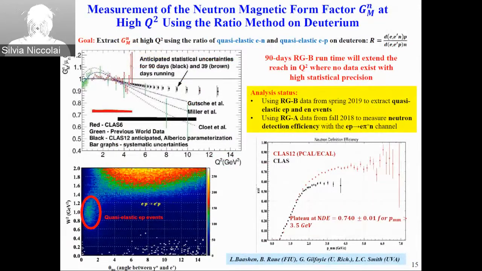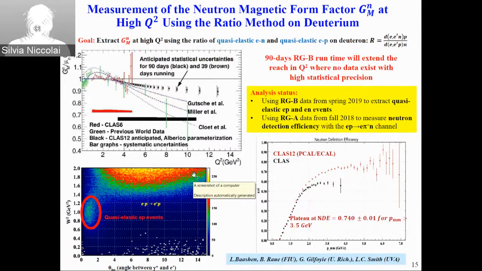Changing subject, another proposal that composes the RGB group is the one aiming to extract the neutron magnetic form factor, GM, at high Q square, with the method based on taking a ratio between the quasi-elastic en and the quasi-elastic ep cross-sections on the deuteron. You see here the status of the current existing measurements. The black and gray points are the ones that this experiment can achieve depending on the runtime. The other world data have decent precision up to, let's say, 4 GeV or a bit less, and then the precision is very bad and the coverage stops around 10 GeV.